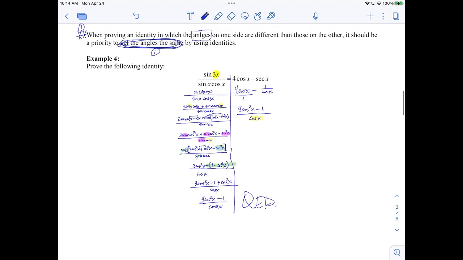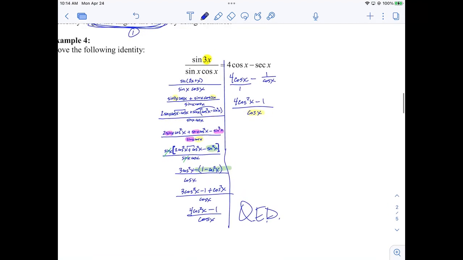All right. Any questions on this proof? Soaking it in.